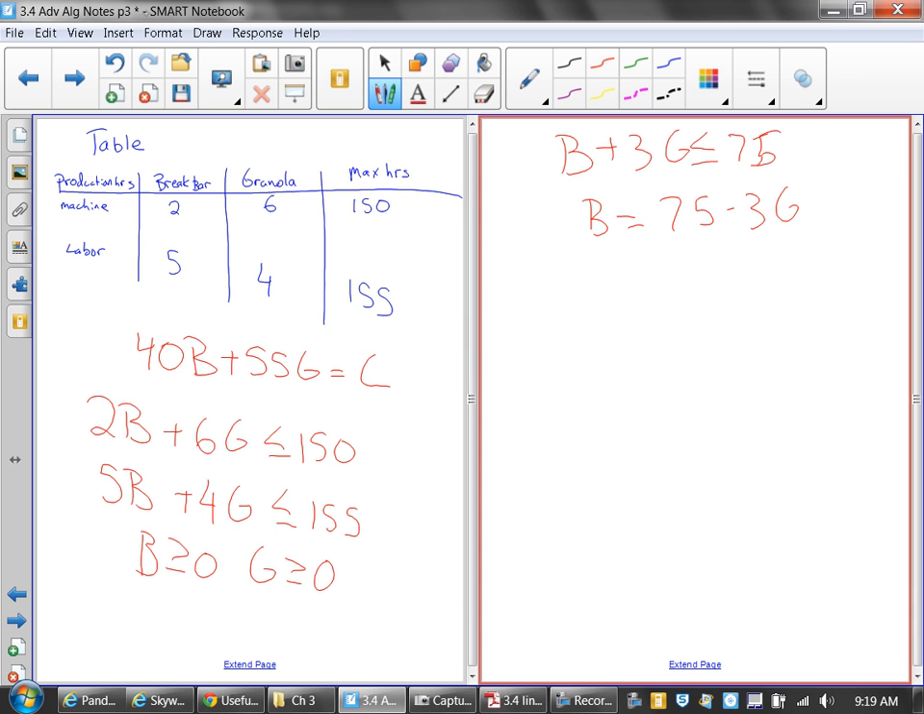Graph this one out. We know we're in the first quadrant. Intercepts, what we had, 75 and 25? So we'll say, what did I write mine as? That doesn't matter. B was first, and G.